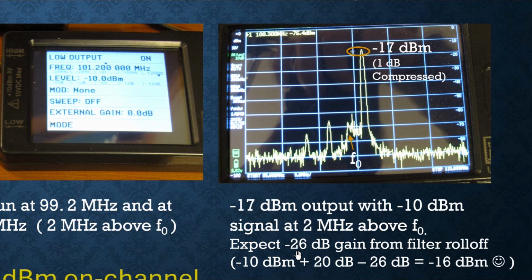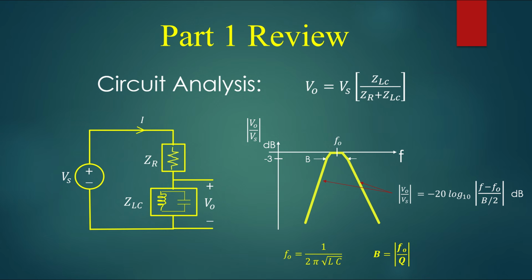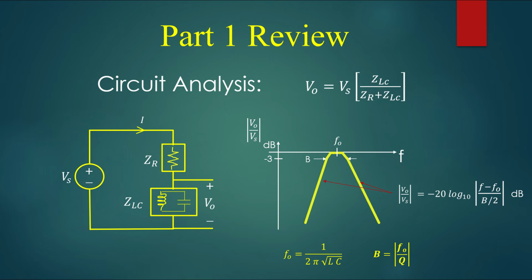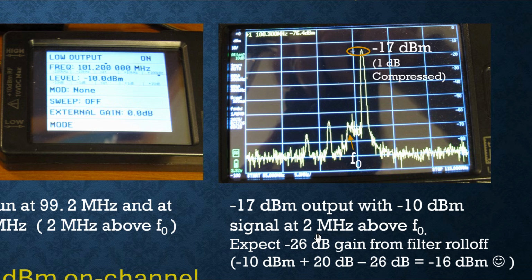Why 26 dB? Well, it goes back to filter theory that we talked about in Radio Design 101. With this type of filter, which is a so-called one-pole bandpass filter with a 200 kilohertz wide bandwidth, the half width is 100 kilohertz. So 100 kilohertz above 99.2 megahertz, I would expect to be how much? 3 dB down, right? At 10 times that much, i.e. 1 megahertz above F0, I would expect to be 20 dB down. But here we're 2 megahertz above, so that's another 6 dB. So instead of minus 20, it's minus 26.